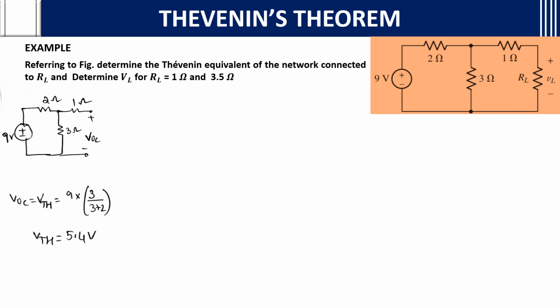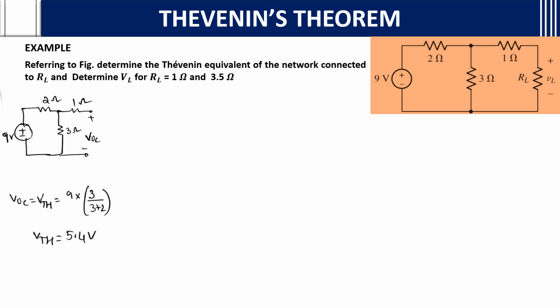Then VOC equals VTH. Applying the voltage dividing rule, the total voltage is 9, multiplied by the voltage across the 3 ohms we want. So with the 3 ohm resistance, you need to multiply by 3 over 3 plus 2. So VTH you will get as 5.4 volts.